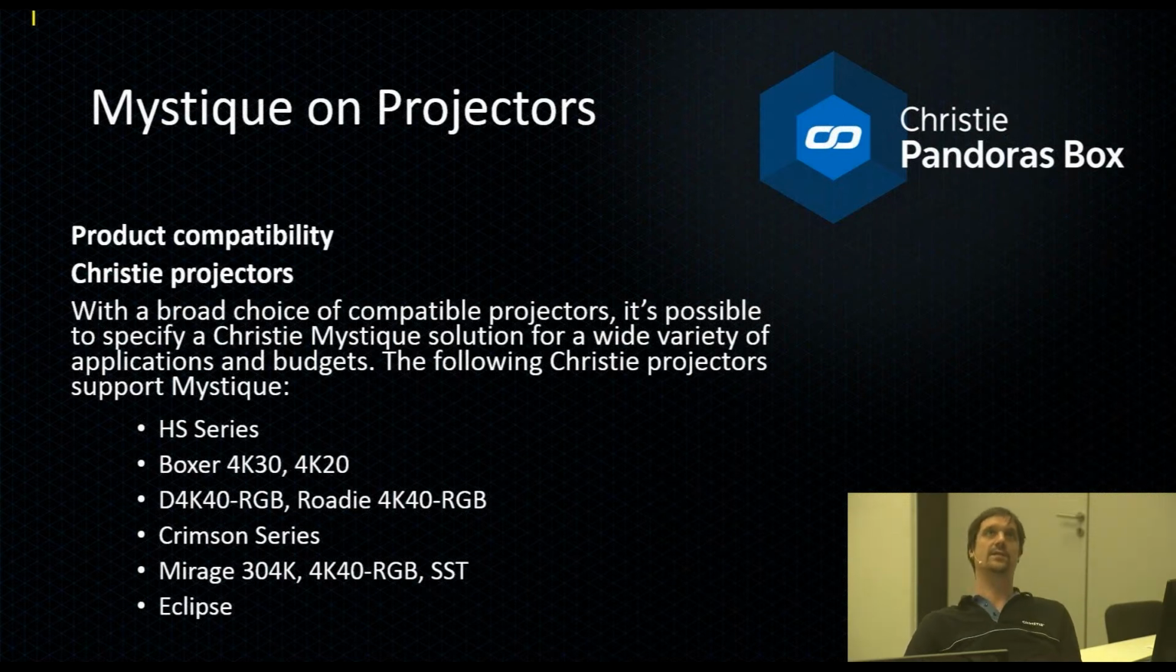Mystique is an optical or camera-based calibration tool used for warping on projectors directly and also with Pandoras Box. There are some projectors available which are supported by Mystique. This is the HS series, the Boxer 4K30, 4K20 series, the D4K40, of course, and the Rode, the Crimson series, the Mirage, and the Eclipse.